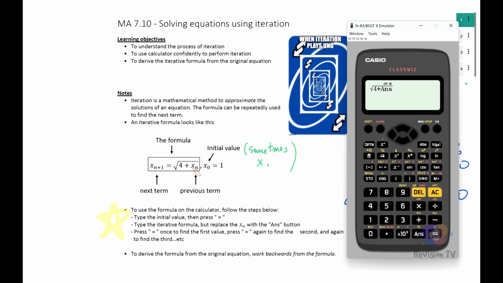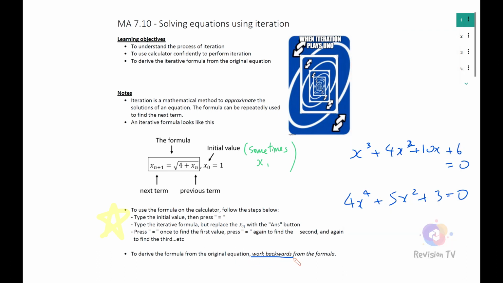I will show you and demonstrate how to do that in an example later. And once we've done that, we just press equal and equal again to find the second term and again to find the third term, etc. Now to derive the formula from the original equation, you want to work backwards from the formula. I'll show you. It doesn't often come up, but if it comes up, you have to be smart and try to remember how to do this.